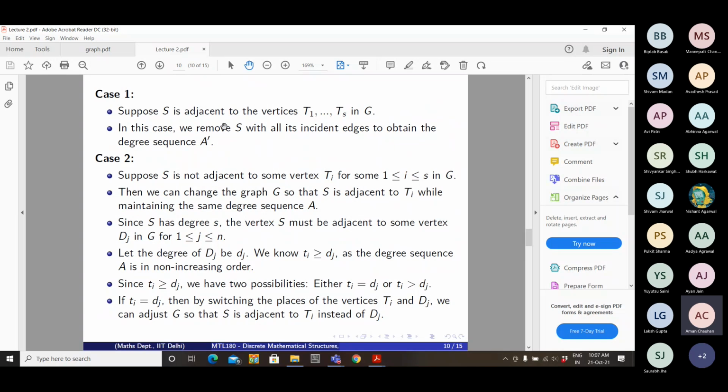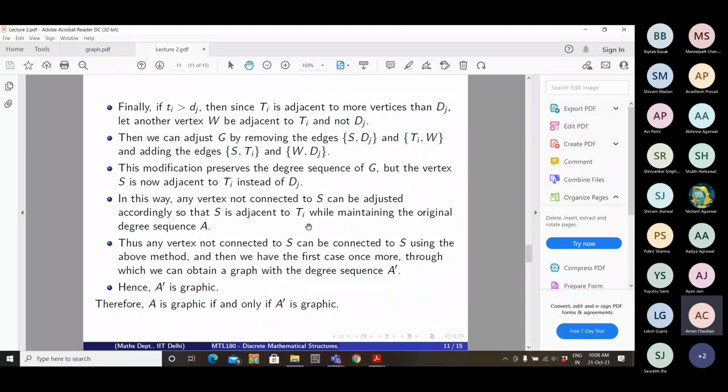So we just simply remove the vertex S. We will get a graph with degree sequence T1 minus 1, T2 minus 1, and so forth, Ts minus 1, then D1, D2 up to Dn. So that is graphic. And hence we have proved the result in both directions. So tell me if you have any problem in this proof.